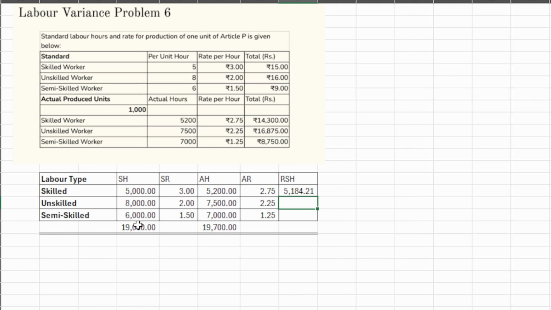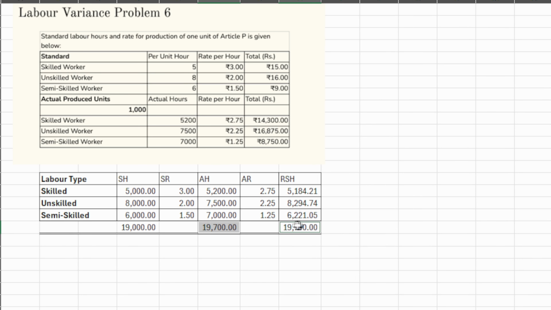Similarly, I will calculate for unskilled and semi-skilled. When I take the total of this, it should match with actual hours, which is 19,700. So they are correct. So this is my first step.